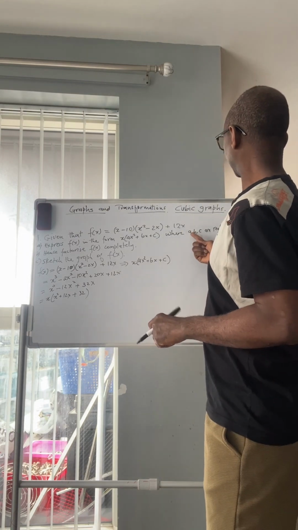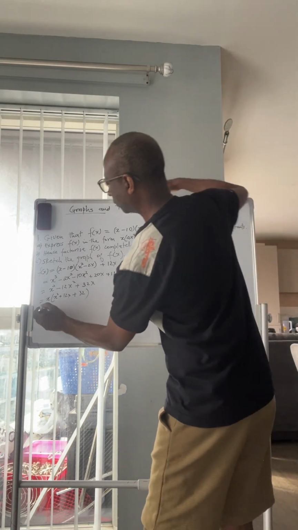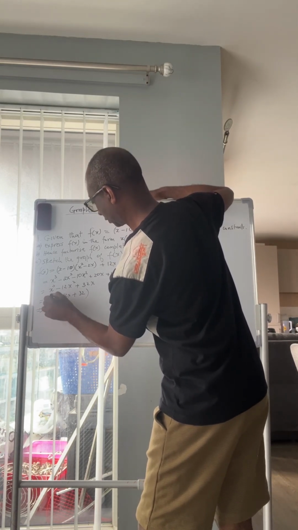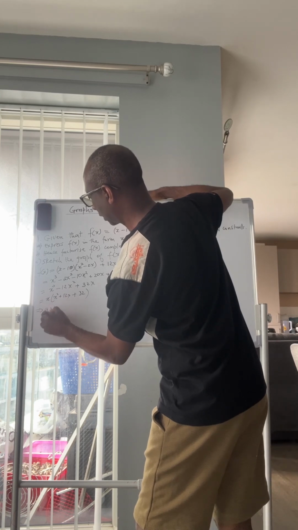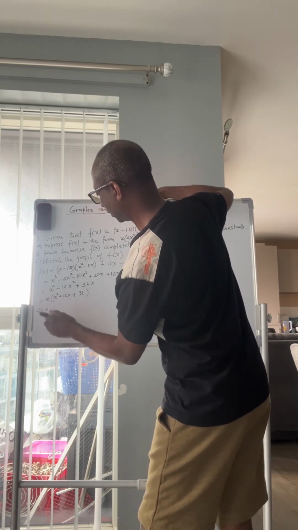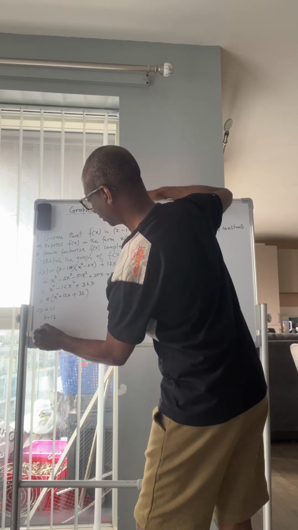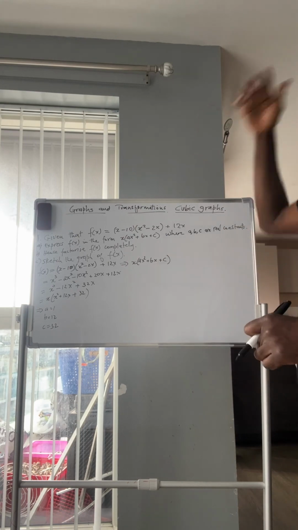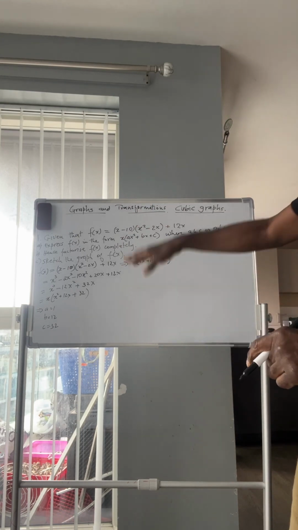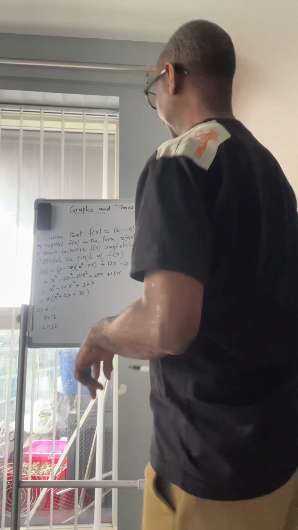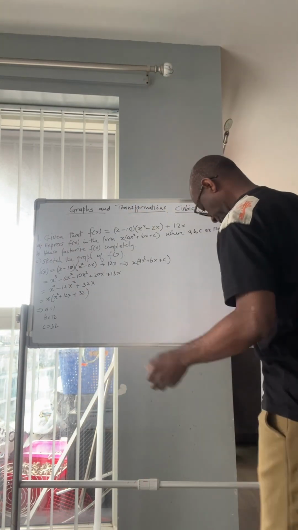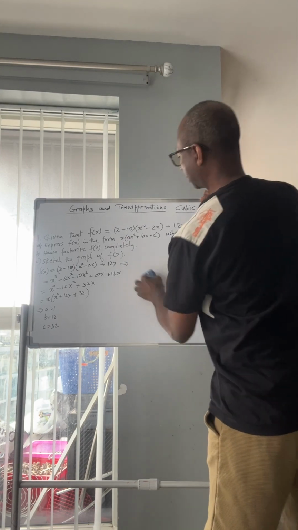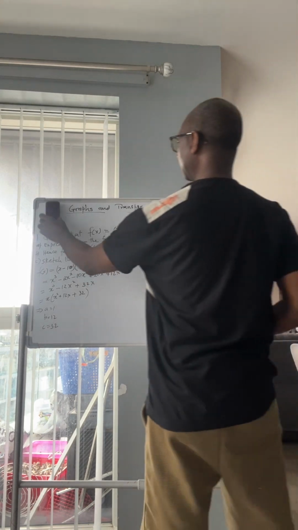And they ask us to find a, b, and c. So from here, what is a? Your a is 1. There is 1 here, it's not written. So a is 1. And what is b? Your b is 12. And what is c? C is 32. So the A part is solved. A is 1, B is 12, C is 32. We now need the B part.